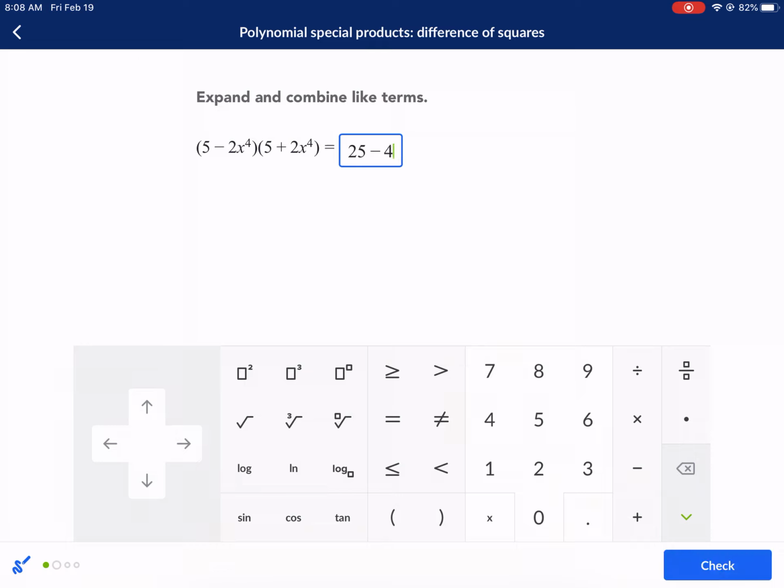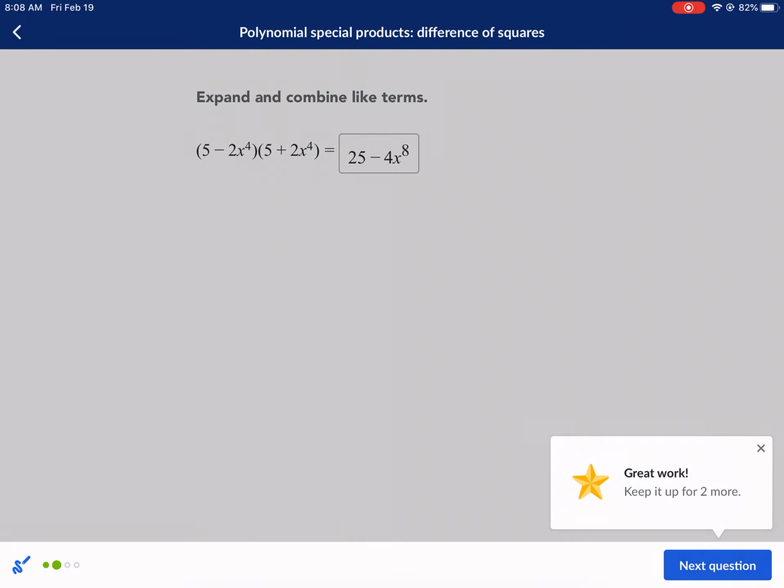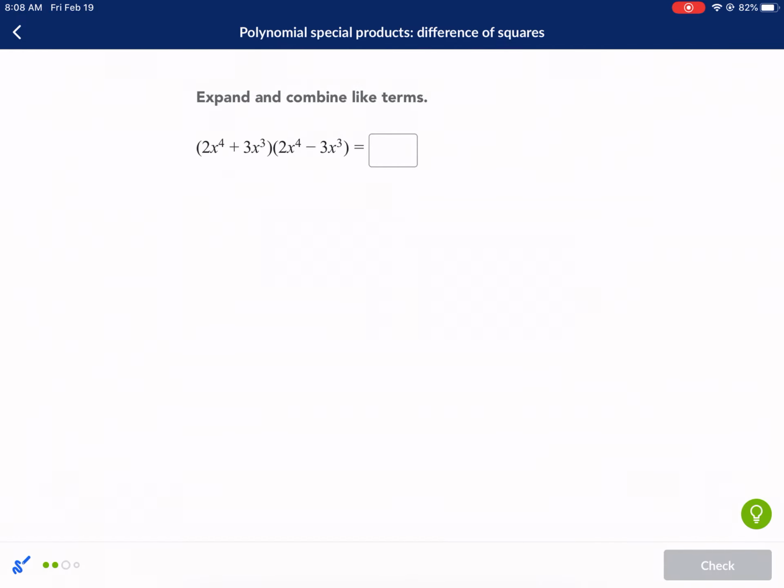So we're going to square the 2, 4. We're going to square the x to the 4th. That's going to be x to the 8th. Great job. And minus in between. Next question.